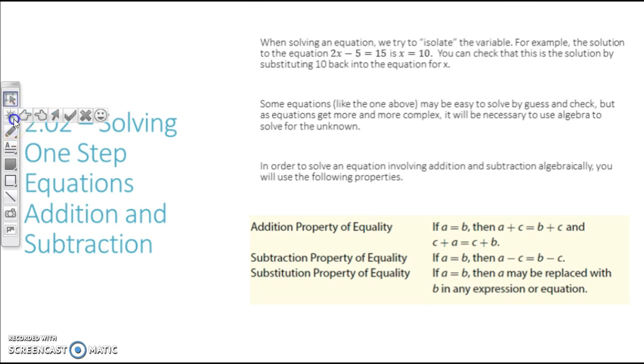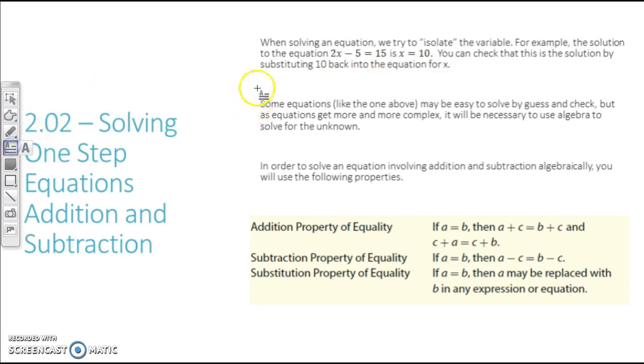Okay, so let's talk a little bit about solving one-step equations using addition and subtraction. When solving an equation, we try to isolate the variable. Isolate means get by itself. For example, the solution to the equation 2x minus 5 equals 15 is x equals 10. You can check that this is the solution by substituting 10 back into the equation for x.